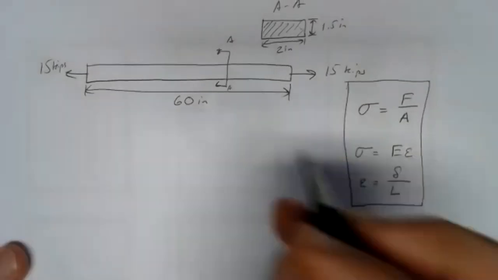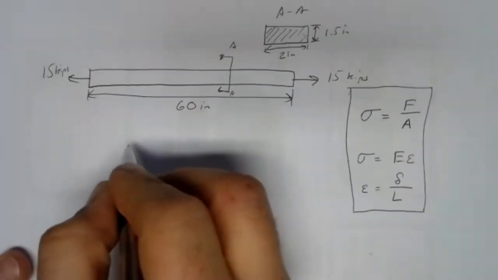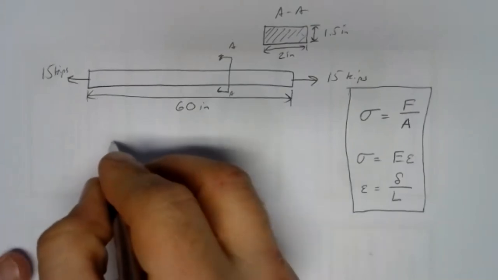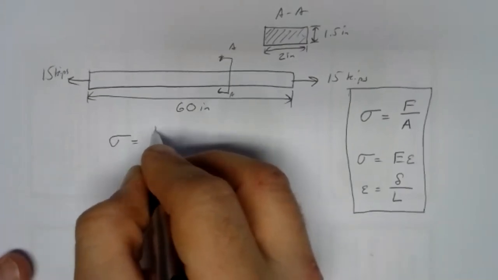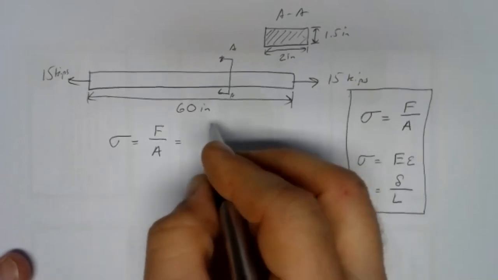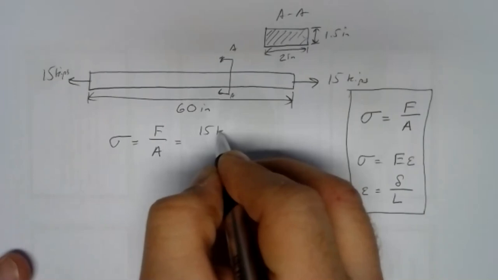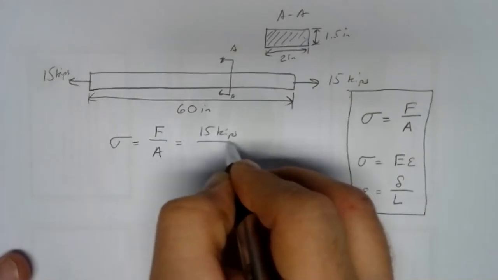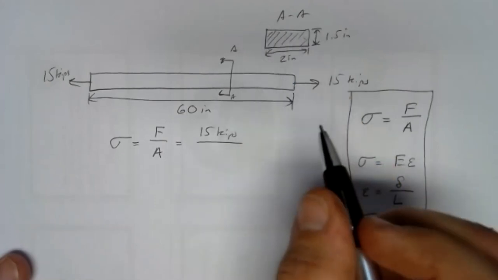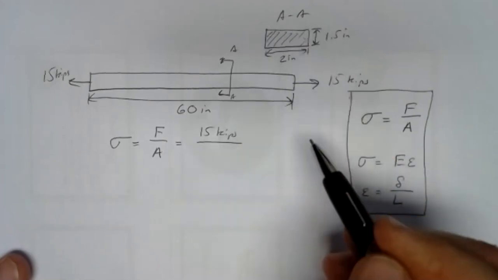Let's start with our force. Well, our force is 15 kips. That first chain in the loop was to figure out stress. So stress is force divided by area. I've got a force here of 15 kips. And I've got an area, according to my drawing here, of 2 inches by 1.5 inches.